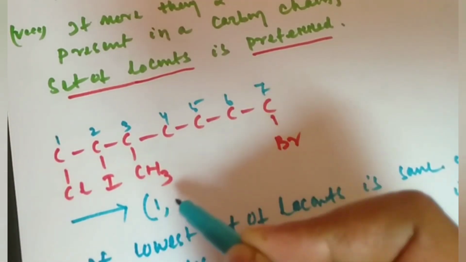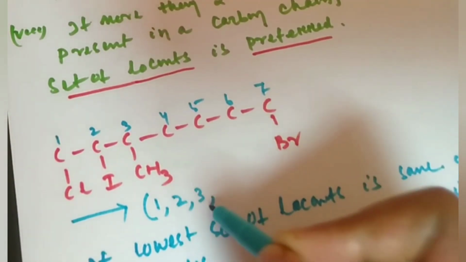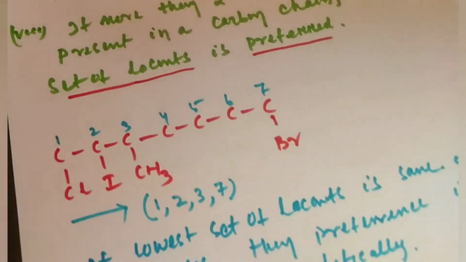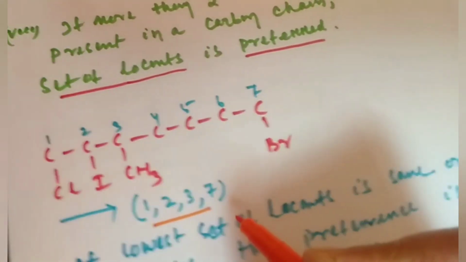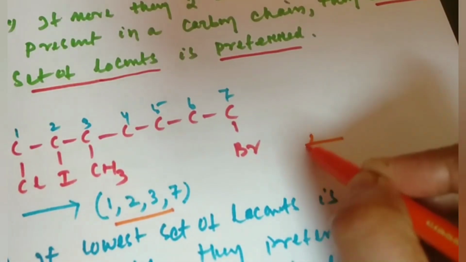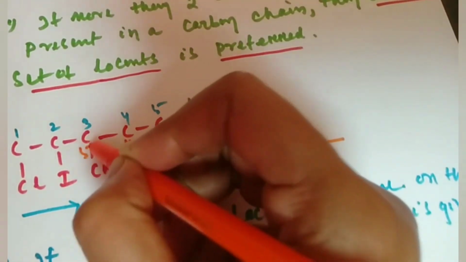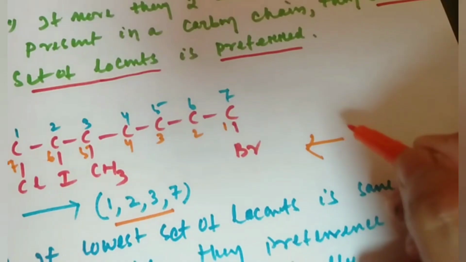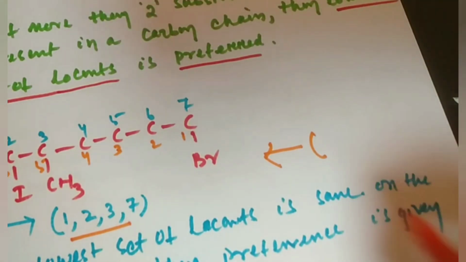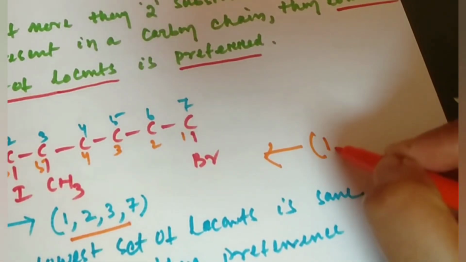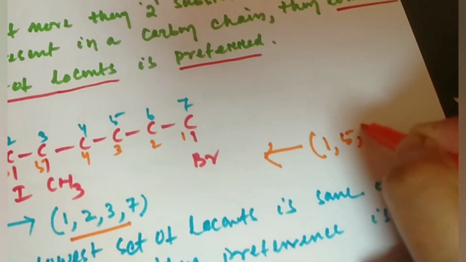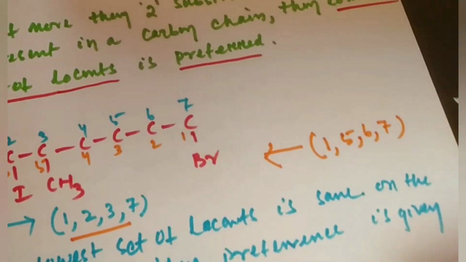In 1 position chloro, in 2 position iodo, in 3 position methyl, and in 7 position bromo. Okay, this is the set of locants from left to right. But when you proceed from right to left, what is the position? 1, 2, 3, 4, 5, 6, 7. So here, see here, what is the position? The position is in 1 position and another is 5, 6, 7.